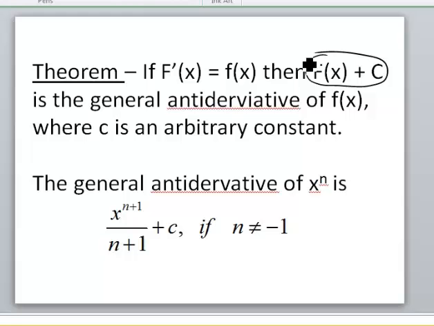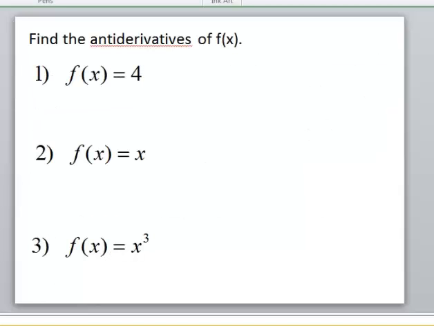The general antiderivative of an x to the n is you take the exponent and raise it by 1 and you put it over that same power. So say this was x to the third. Well, what this is saying is it's x to the third plus 1 over 3 plus 1. So in other words, it's x to the fourth over 4. Now, we'll go into that in more detail as we work through these antiderivatives.